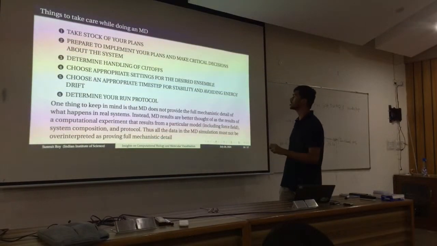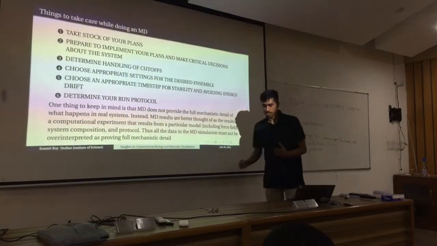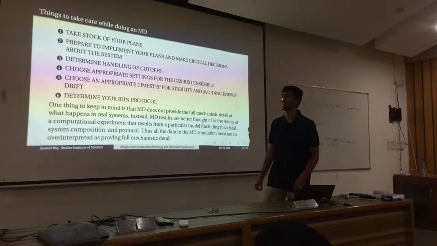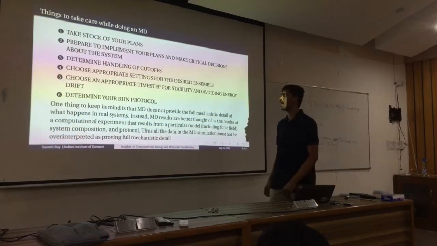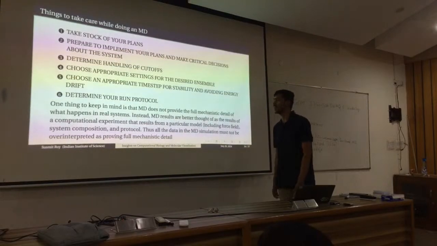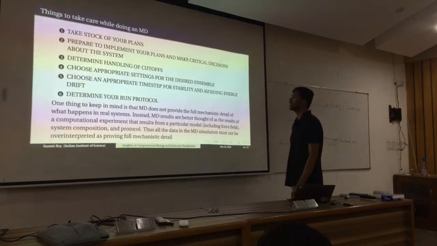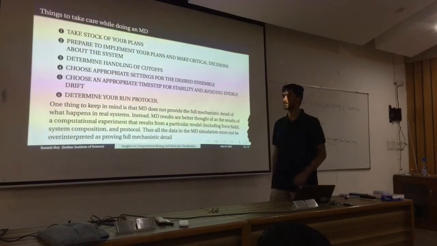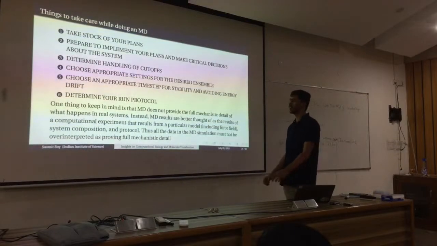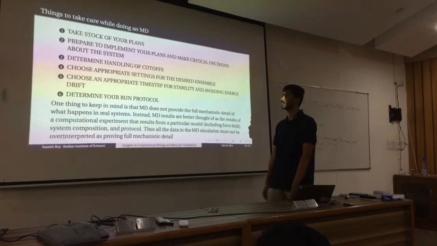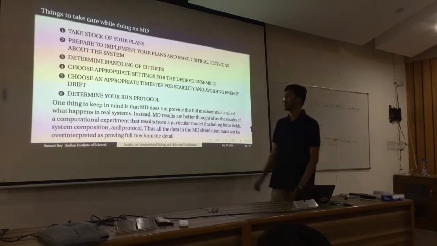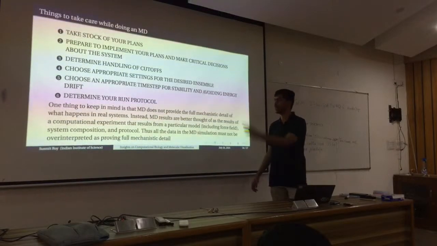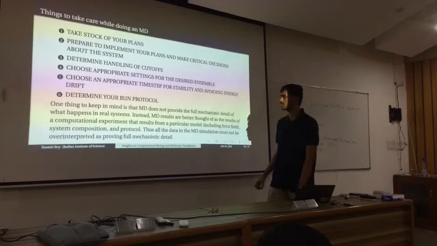Then you choose appropriate settings for your desired ensemble. If you are doing it in a canonical ensemble, then you need to choose a proper thermostat. If you are doing it in an NPT ensemble, you need to choose a proper barostat, and so on. Then choose an appropriate time step. As I told, you should choose less than 1/10 of the fastest vibrational motion present in the system. And then determine your run protocol. I showed you that for equilibration there are many protocols, and you can choose the one which suits you best.